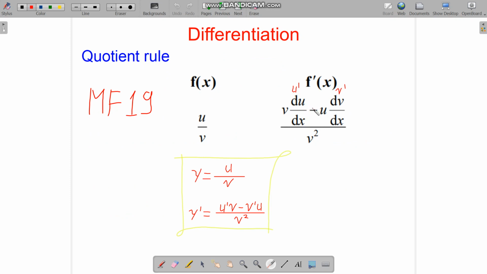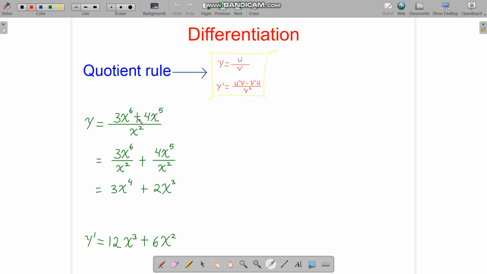Now the quotient rule in the MF19, we have almost exactly the same as the product rule, but we have a minus and all divided by v squared. So if we have u over v, the y prime is u prime v minus v prime u all over v squared. So it's minus instead of plus, and we divide by v squared.